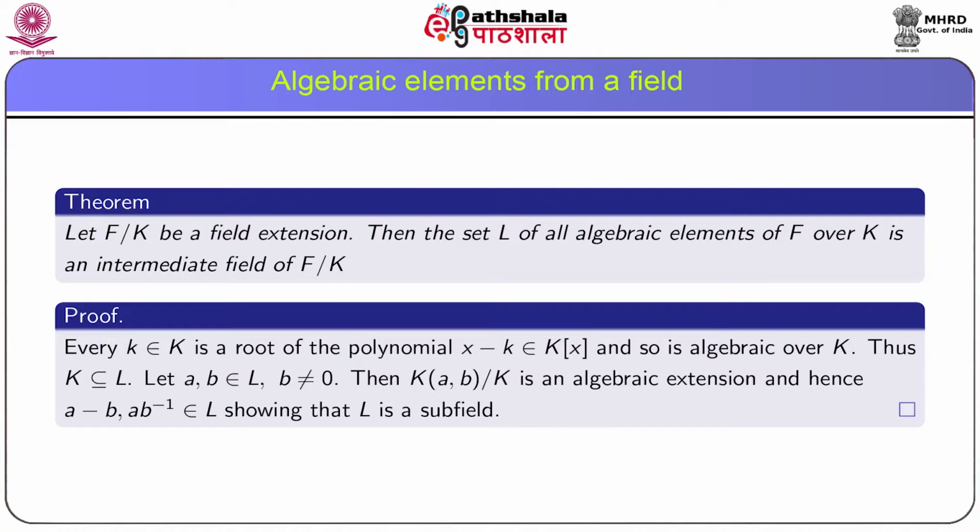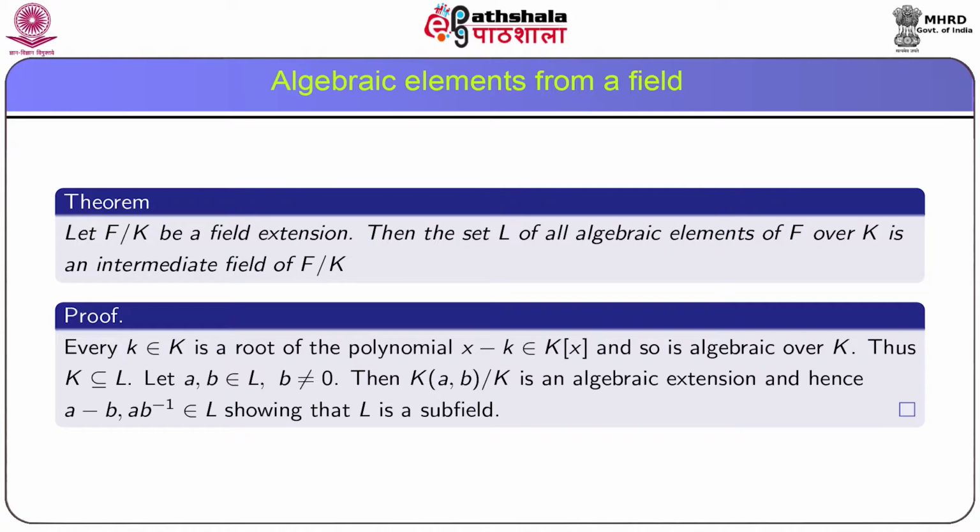Now, consider a, b from L, of which b is non-zero. We are to show that a minus b and a b inverse also belong to L. Since a, b are elements of L, they are algebraic over K, which implies that the extension K(a,b) is an algebraic extension over K.